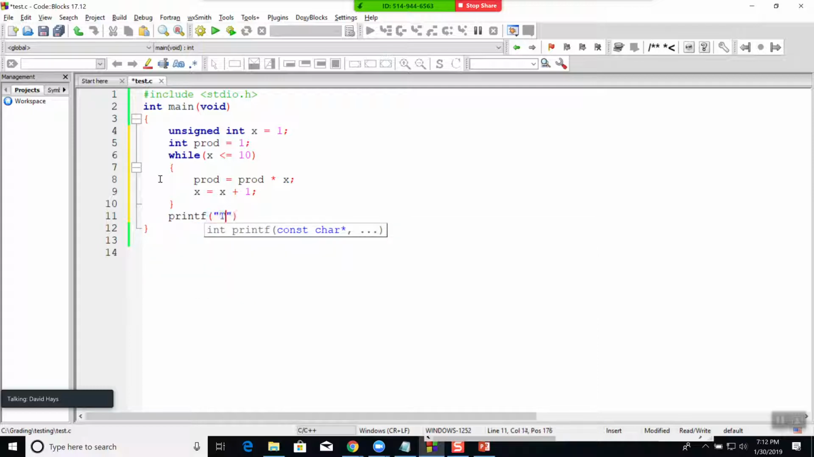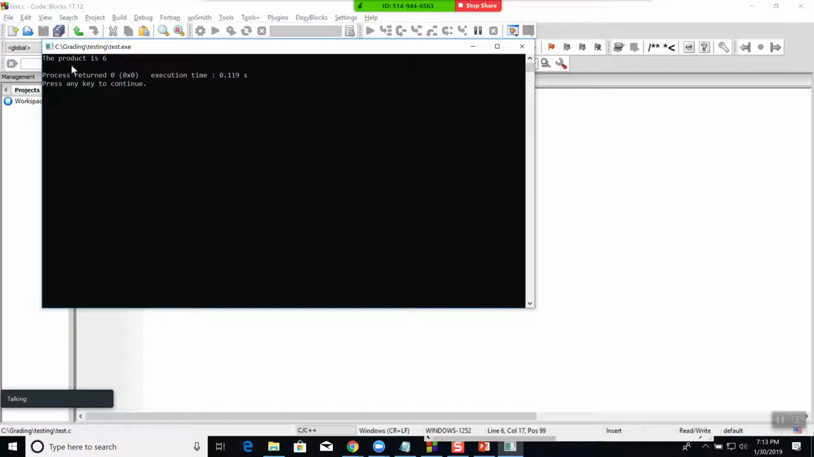So I got printf. A product is %d for decimal integer, \n for the next line, comma, and then my product. Now, I don't know what all the numbers multiplied from 1 to 10 is equal, so that's probably not a good choice. I'm going to temporarily change this to 3 because I know what that is. 1 times 2 times 3 gives me 6. So let me run that. Product is 6.